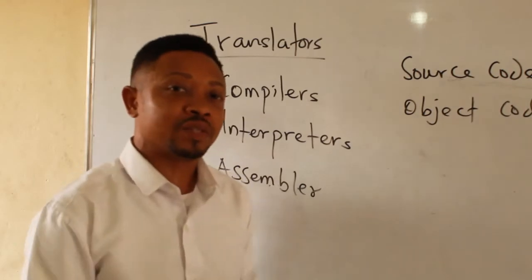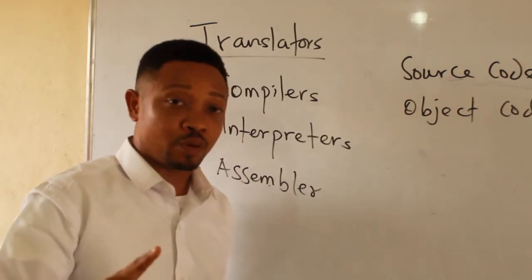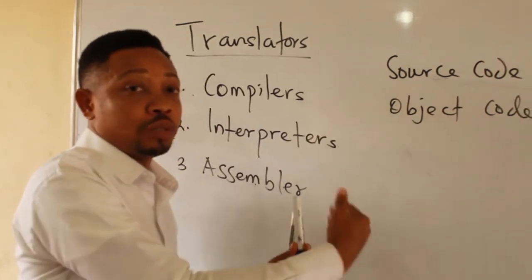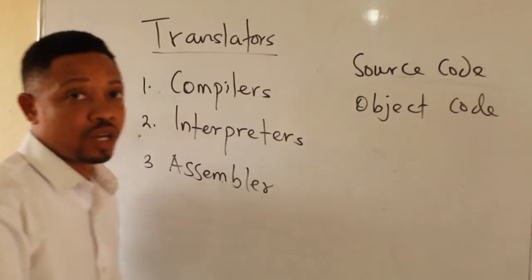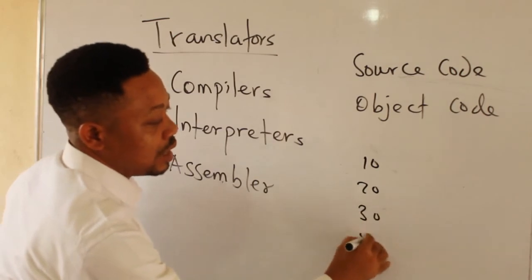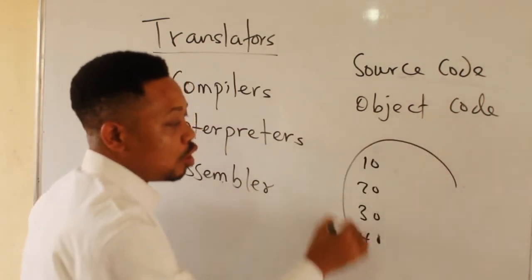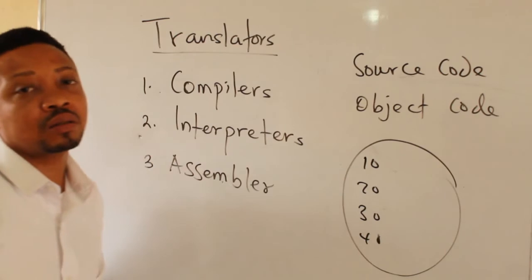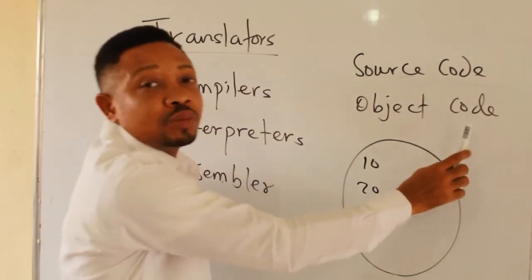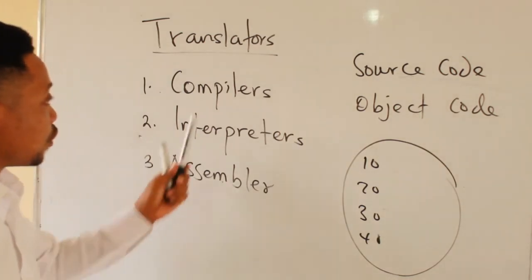So if I have lines of statements, okay, there was a topic we learned in SS1 basic programming where we have what we call line numbers. Those line numbers help us to know the line statements of our programs. So if we have, let's say, line 10, 20, 30, and 40 as our program, the compiler will convert all these statements at once to the object code that the computer will understand. Now, that is for the compiler.